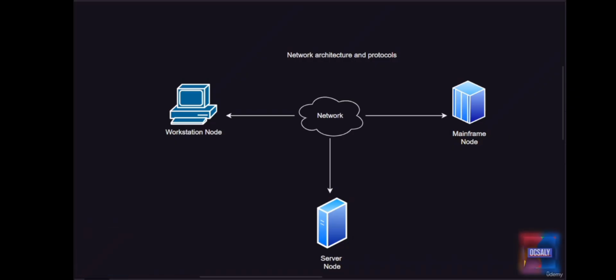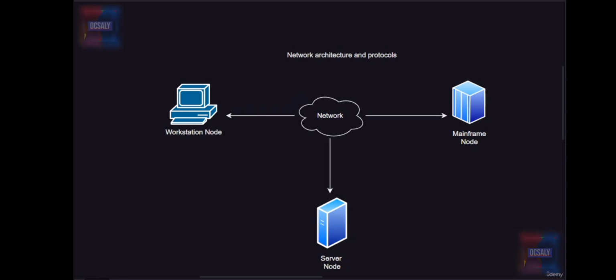A network is a set of two or more computers connected together to share information, and it's common to refer to each connected device as a node. As you can see here: workstation node, mainframe node, server node, and this is our network. It's common to refer to each connected device as a node on the network to make the description applicable to a wide range of devices. Here you are seeing a very simple example of our nodes.